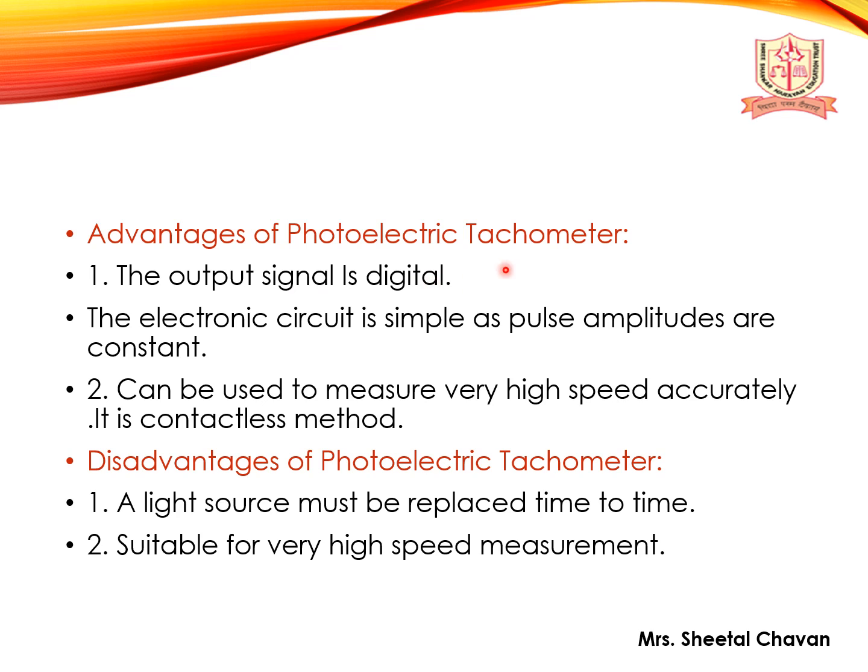Now what are the advantages of photoelectric tachometer? The output signal is digital. The electronic circuit is simple as pulse amplitudes are constant. It can be used to measure very high speed accurately, and it is a contactless method. Now what are the disadvantages of photoelectric tachometer? The light source must be replaced from time to time. Then it is suitable only for very high speed measurement.